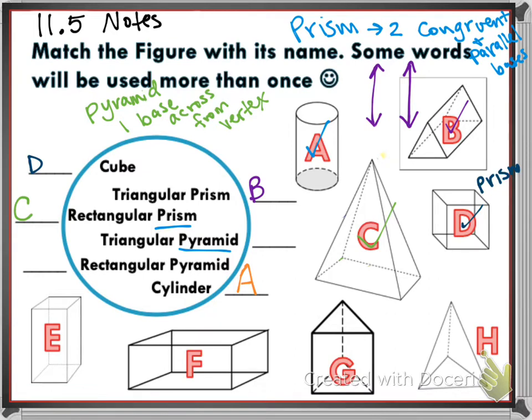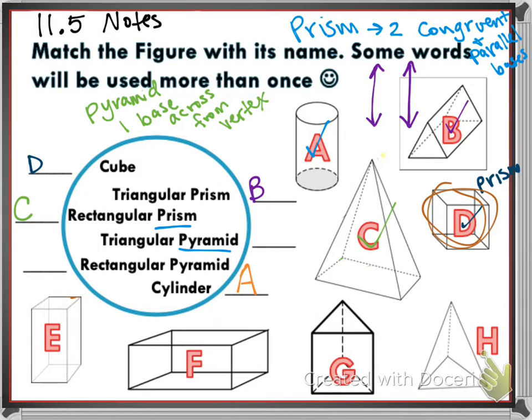We'll move on to E. So this one looks more like a moving box, where you could really pick any of these as a base. Again, the base does not have to be on the bottom. If you looked at the bottom, a lot of people would think that this is a square, but a square prism doesn't exist. A square prism would technically be a cube.